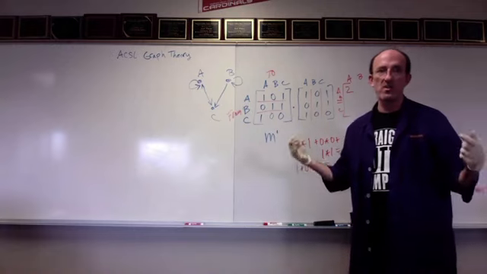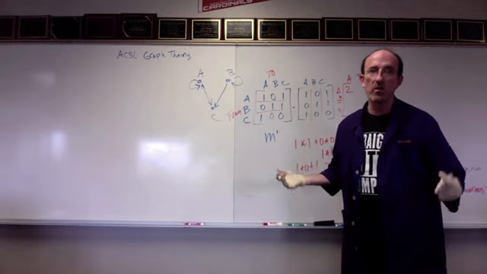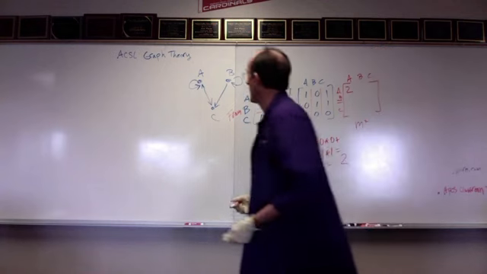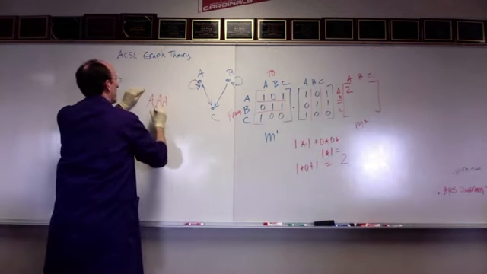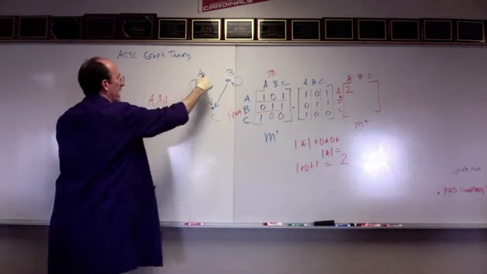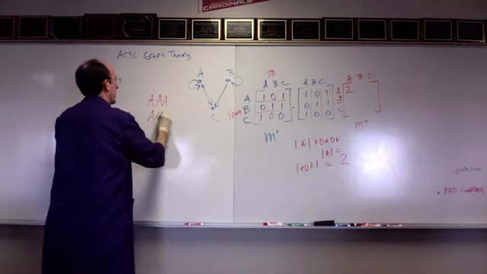Now that we know where they start and where they end, and how many there are, we can go and look at the graph and find out. And we say, oh, one of them is A. The other one is ACA.